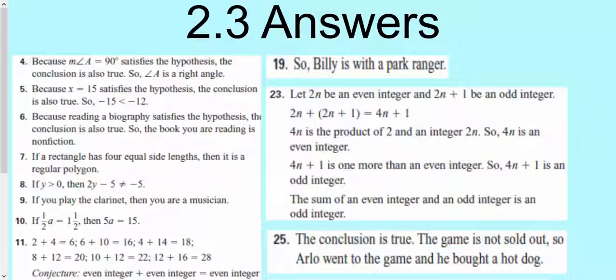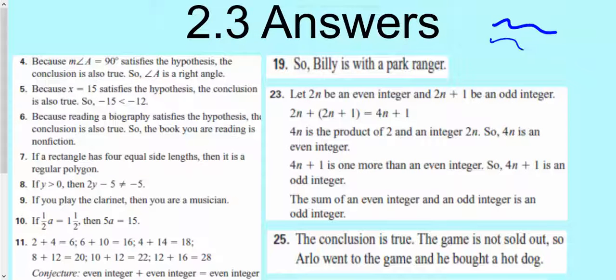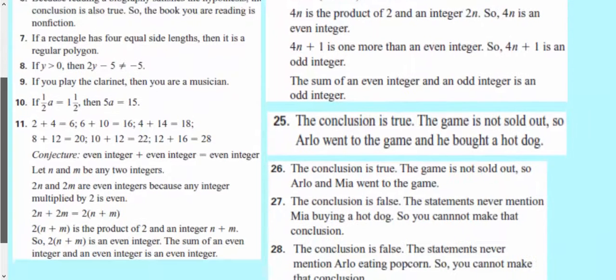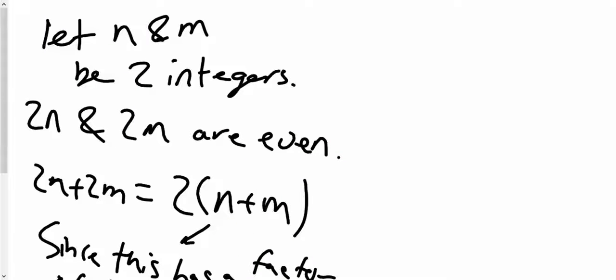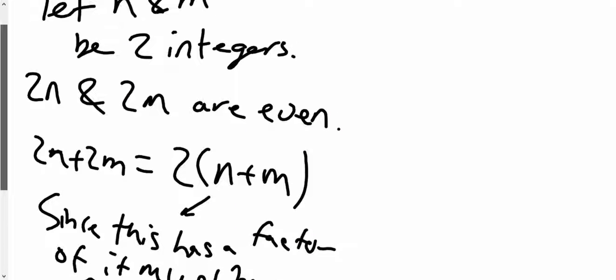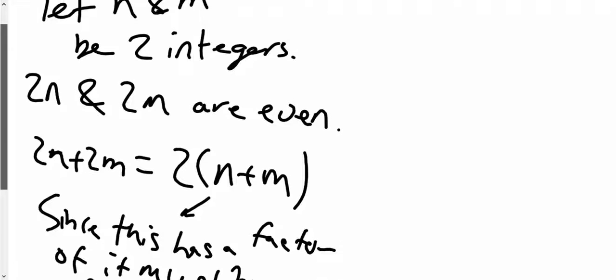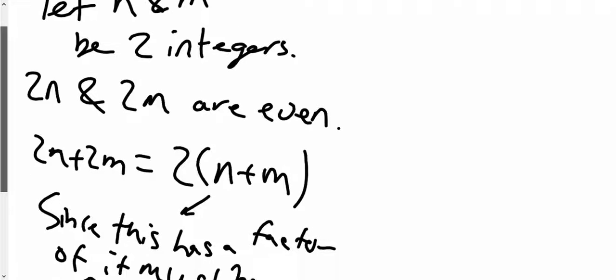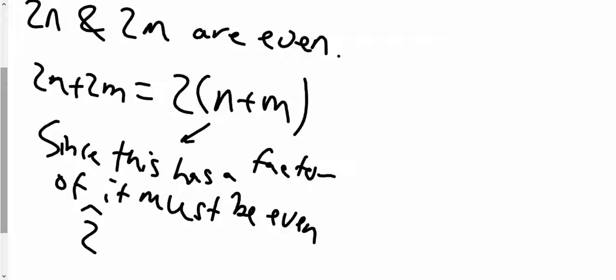Here are the solutions for 2.3. And if this question here was a little tricky for you, showing that if you take two integers that they're even, their sum also has to be even, I can go over that with you guys in class.